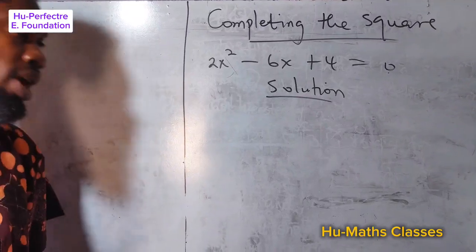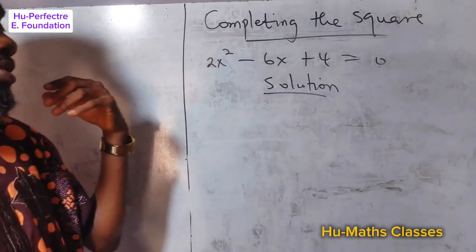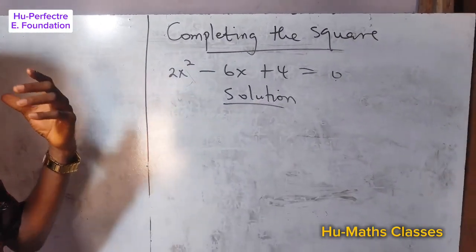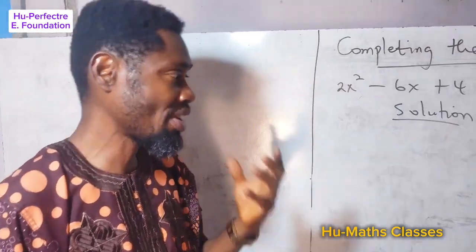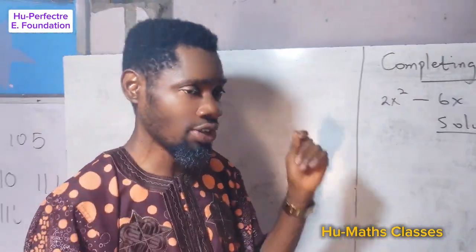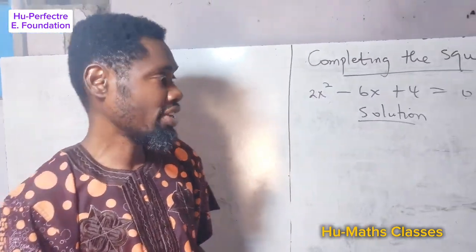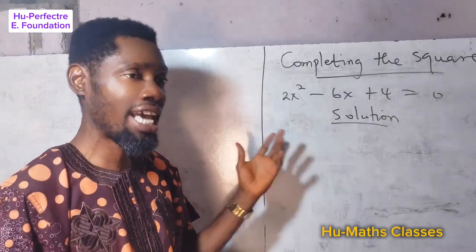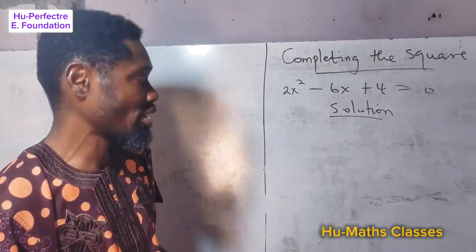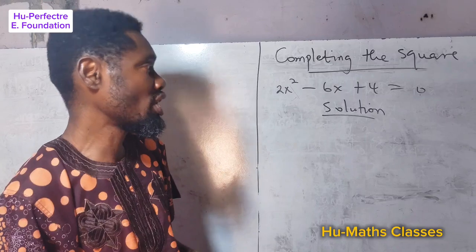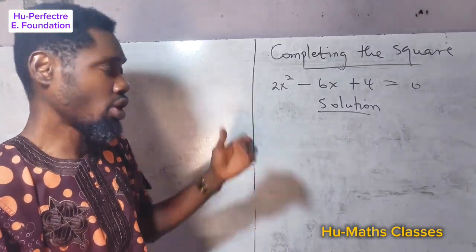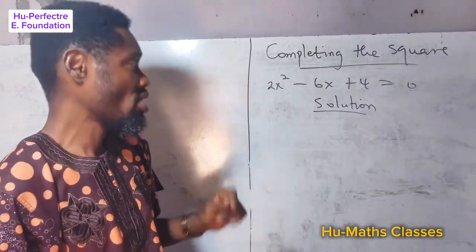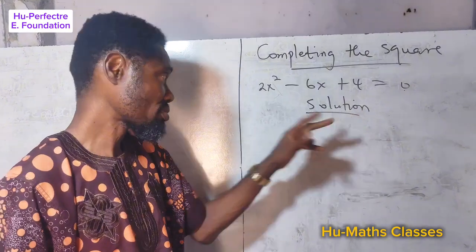On completing the square. In our previous class, we were able to deduce the general quadratic formula from ax squared plus bx plus c is equal to 0. We were asked to make x the subject of the formula using the completing the square method, which we did in our previous class. Today, we're going to deal with real numbers.